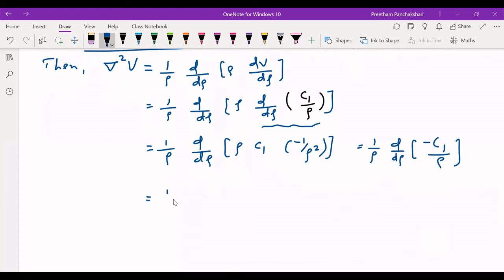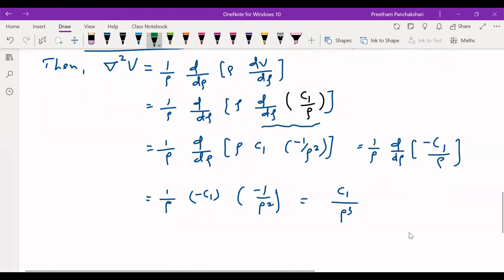Now what happens? See, 1 by rho, again minus C1, constant. Differentiation of 1 by rho is minus 1 by rho square. So finally, this becomes C1 by rho cube. So this is also not equal to 0. So we verified for two variables in the cylindrical coordinate system: one is rho, another one is z.